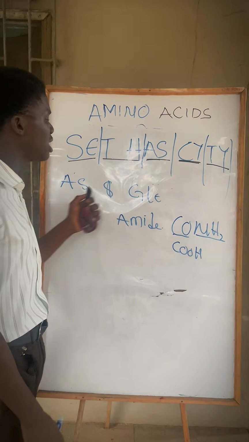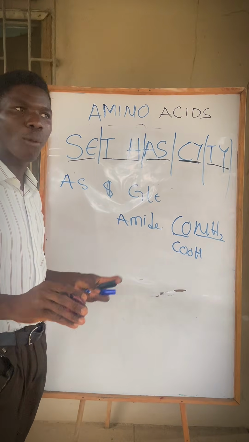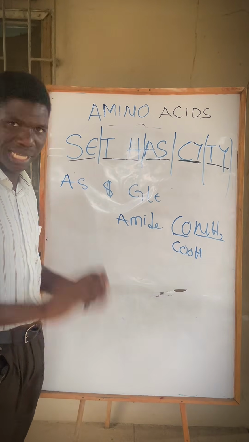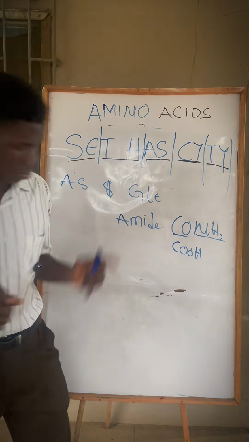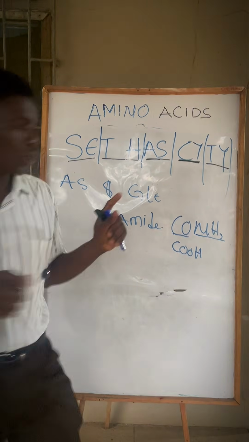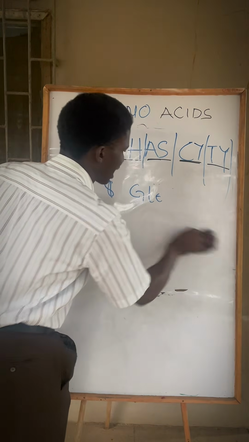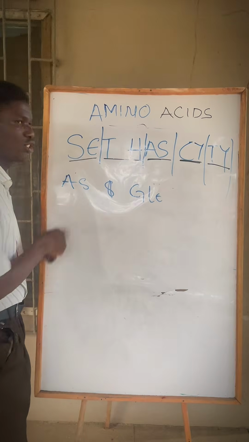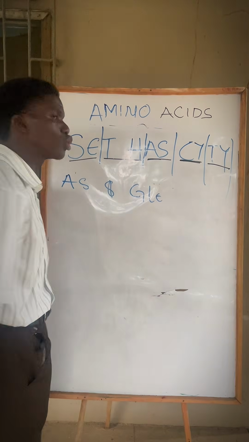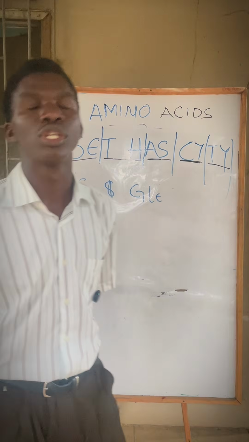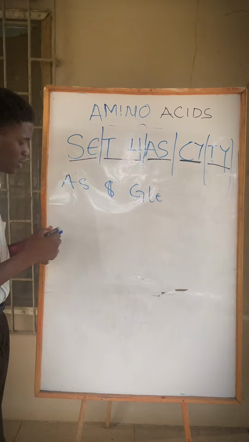So I said asparagine and glutamine are amide. It means that you are going to draw the normal structure of your alanine, because we said all of them will have the alanine structure, and you will put the group there. So for asparagine, after the structure of your alanine, you are going to add the amide functional group. For glutamine, you are also going to add your amide functional group.